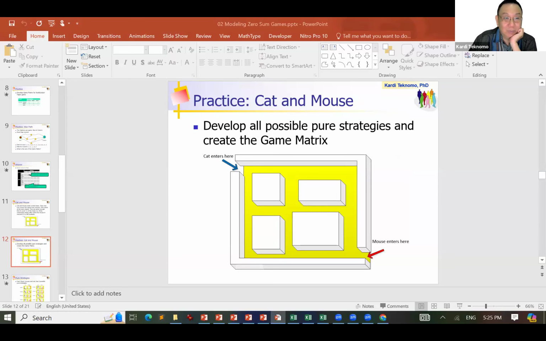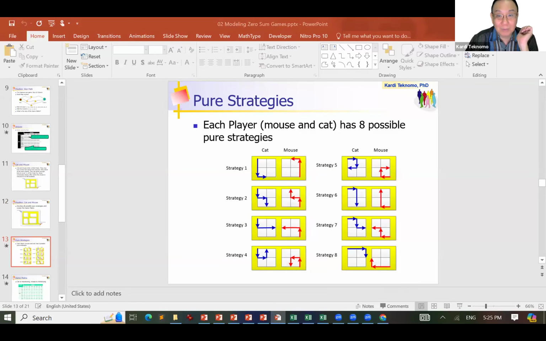Can you develop the game matrix or possible strategies? The answer is rather simple. You have two players here, a cat and a mouse. The cat has 8 strategies, and the mouse also has 8 strategies. So the game matrix will be 8 by 8.